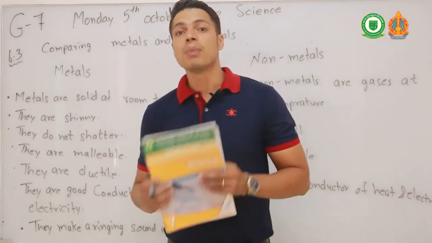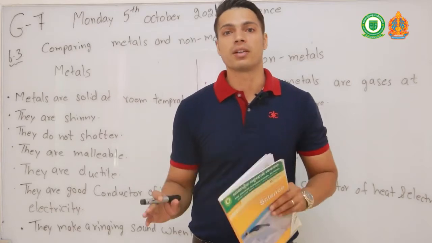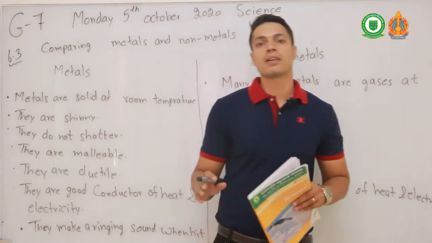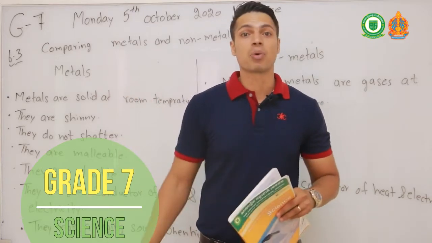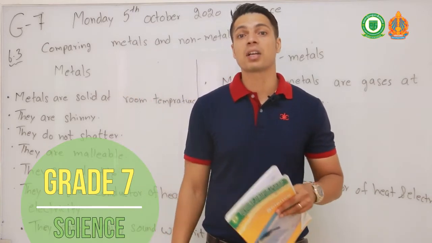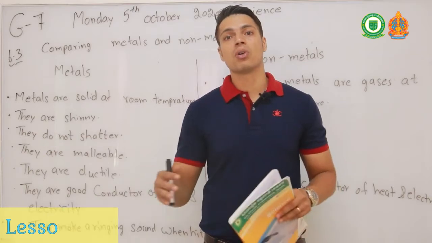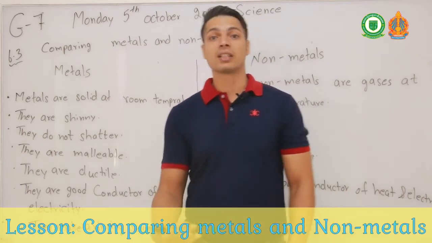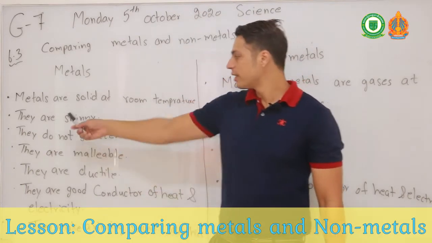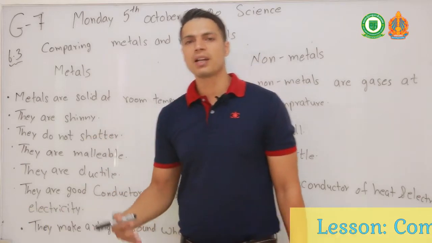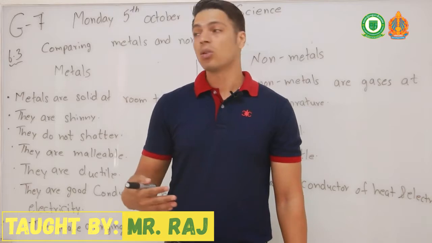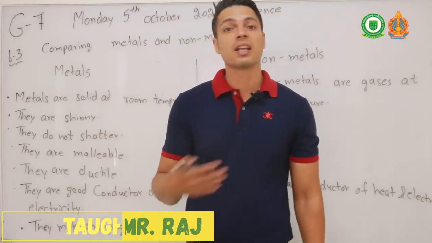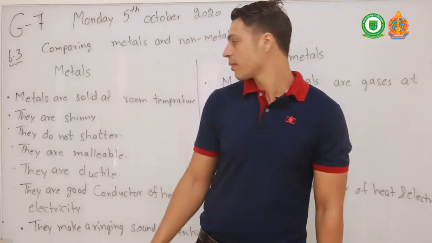Remember, first thing, mostly metals are solid at room temperature. And metals have high melting points. All the metals have high melting points. It takes a lot of time for metals to melt down. And they are shiny. When you see a metal surface, it's mostly shiny. They don't look dull.